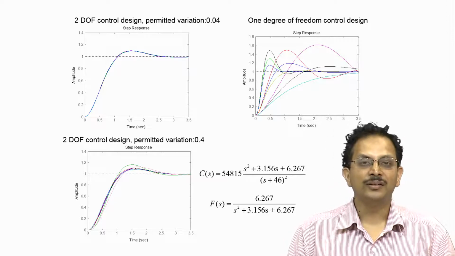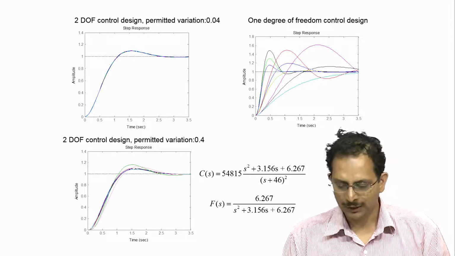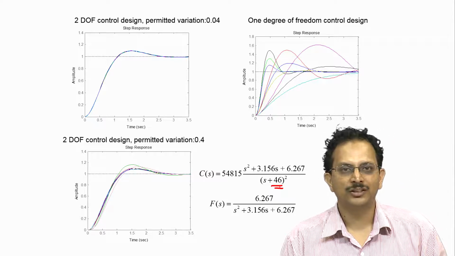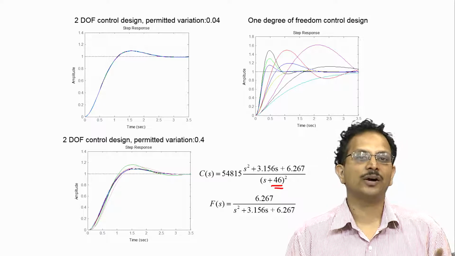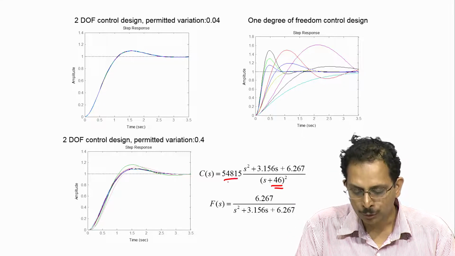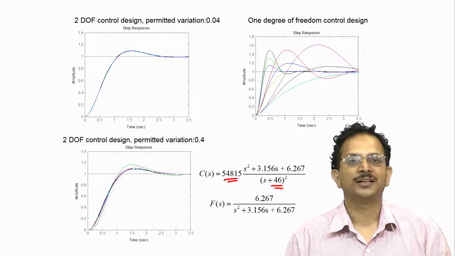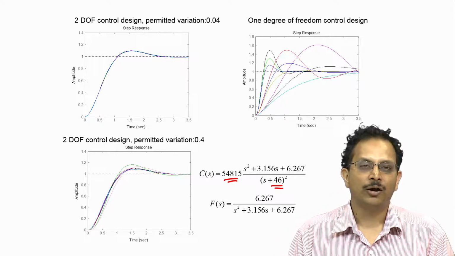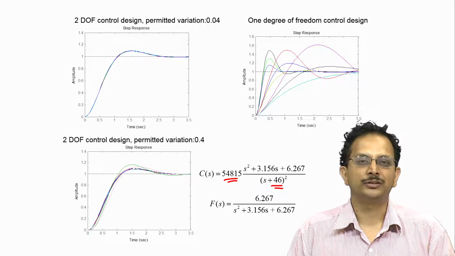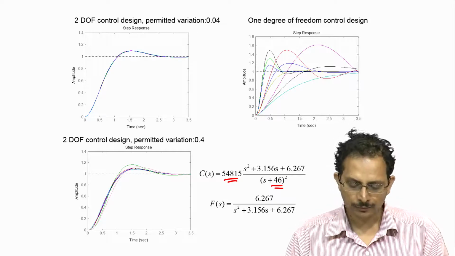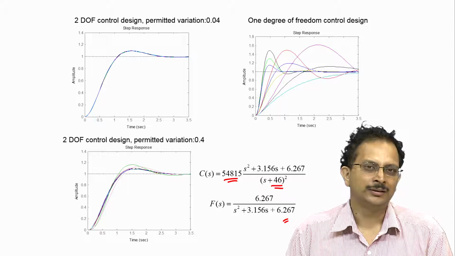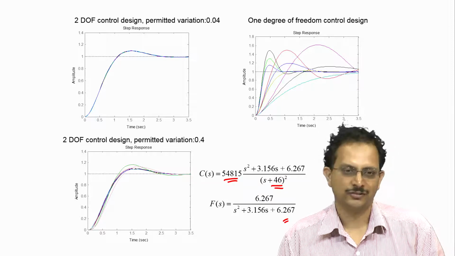The benefit of relaxing this variation is that we end up with a controller whose pole is at s equal to minus 46 instead of at s equal to minus 460, and also a controller whose gain is much smaller than that of the gain of a controller which has to restrict the variation of the closed loop pole to within just 0.04 units. The pre-filter however has a very similar structure as that of the pre-filter in the previous case.